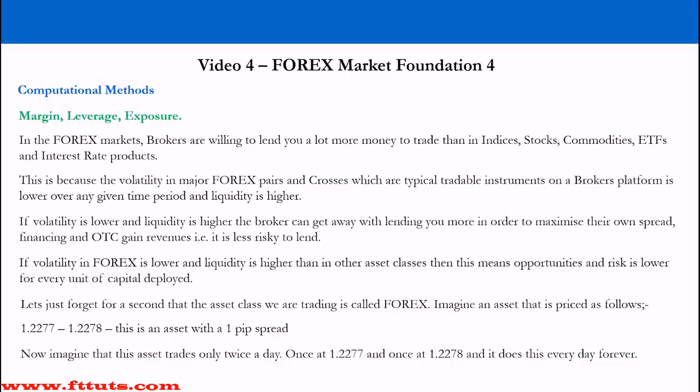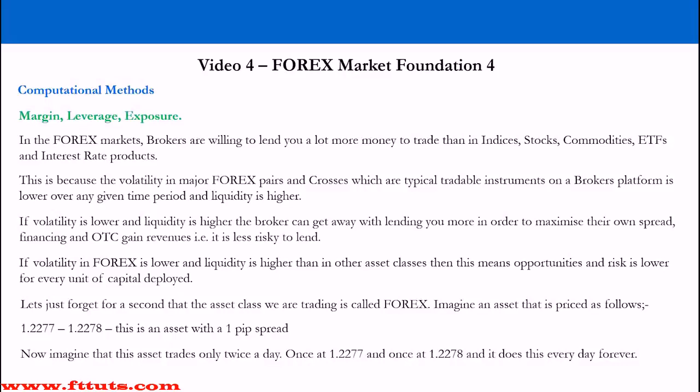So the asset is priced at 1.2277 to 1.2278, meaning you can sell at 1.2277 and buy at 1.2278. And let's say this asset, the pip value is 0.0001. So it's got a 1 pip spread.